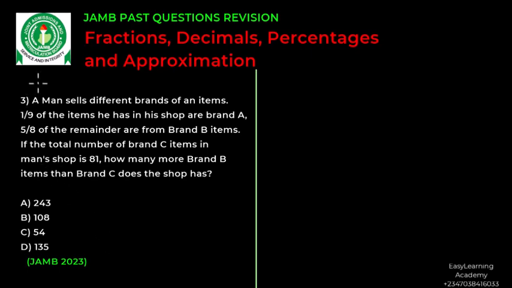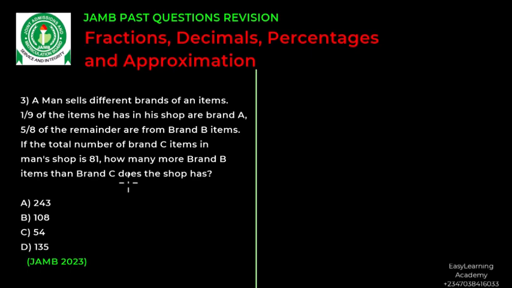We have a very interesting question before us right now. The question says a man sells different brands of items. 1/9 of the items he has in the shop are brand A. 5/8 of the remainder are from brand B items. If the total number of brand C items in the man's shop is 81, how many more brand B items than brand C does the shop have?